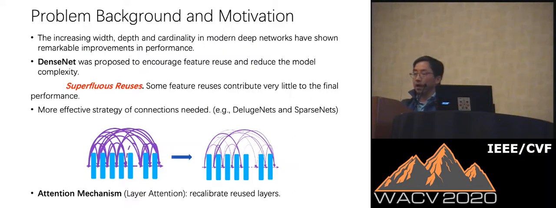So we know that deep learning has been successfully applied in many areas. More recently, DenseNet was proposed to boost feature reuse and reduce the model complexity. However, many reused features contribute very little to the final performance. So several works have attempted to reduce the dense connections. Such works include SparseNet. Inspired by the attention mechanism, in this paper we designed a kind of layer attention to adapt to the features and repair the reused features.